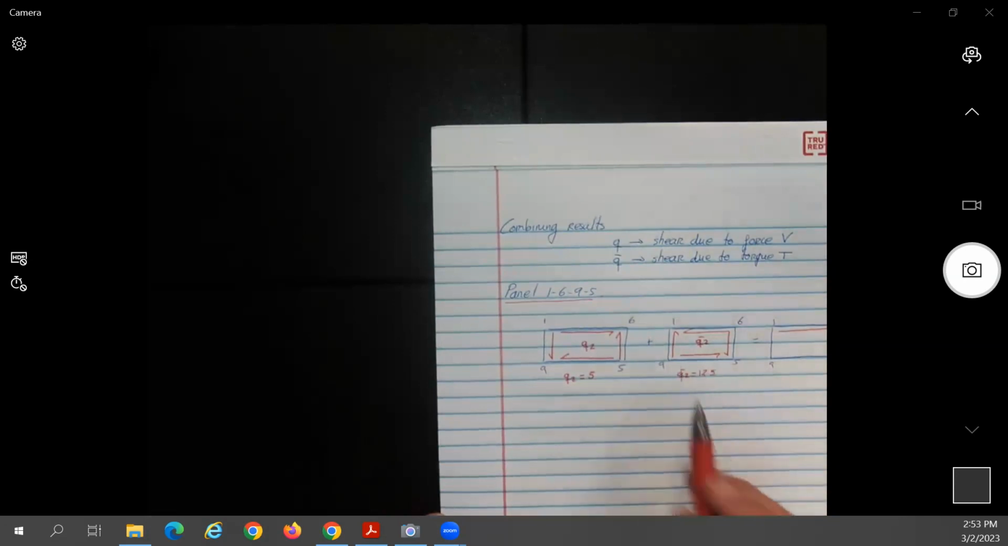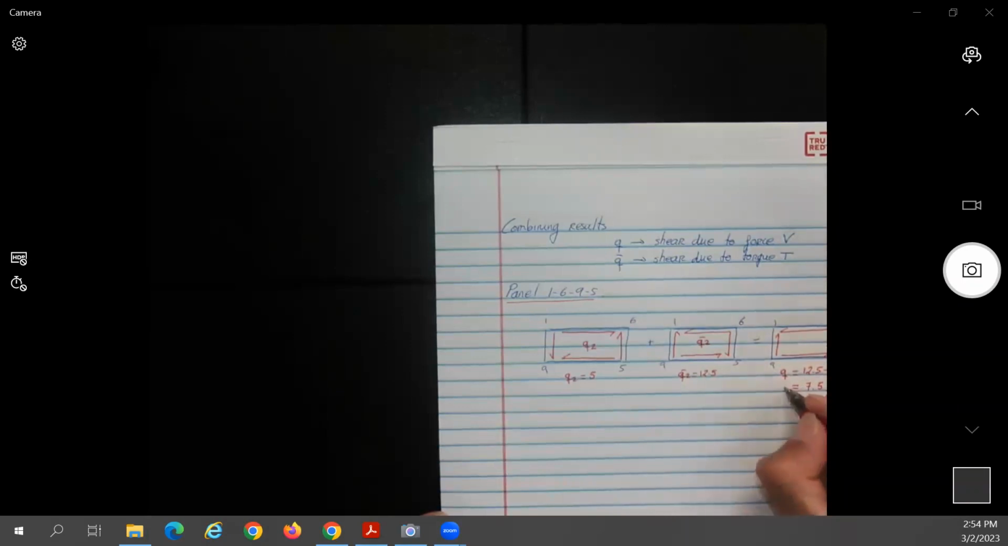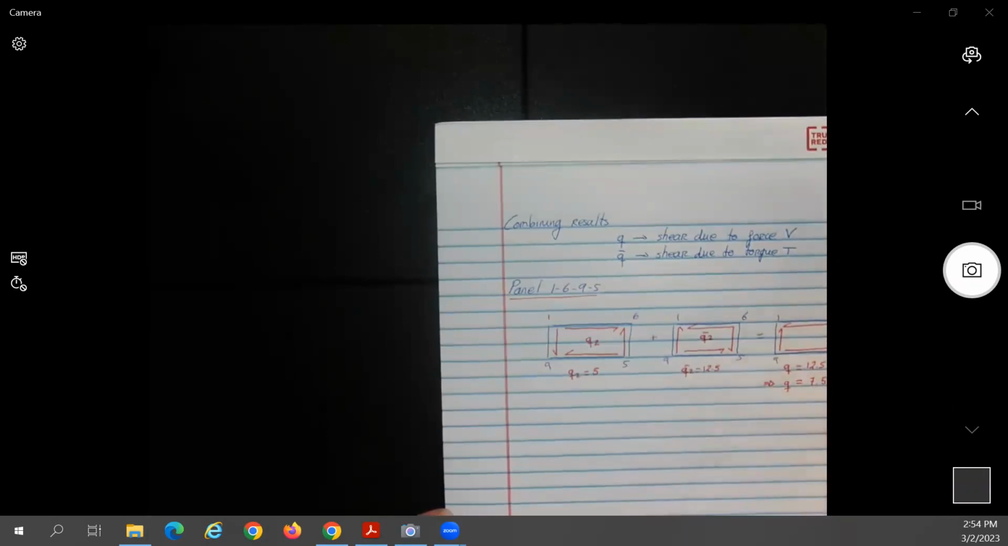This one is larger than this one, so this one will dominate. So we'll be going that direction, that direction, that direction. And the final distribution Q will be equal to 12.5 minus 5, which if you do that is equal to 7.5. And we just call this one Q1. Let's say this will be panel one. That way we can start simplifying a little bit, panel one.